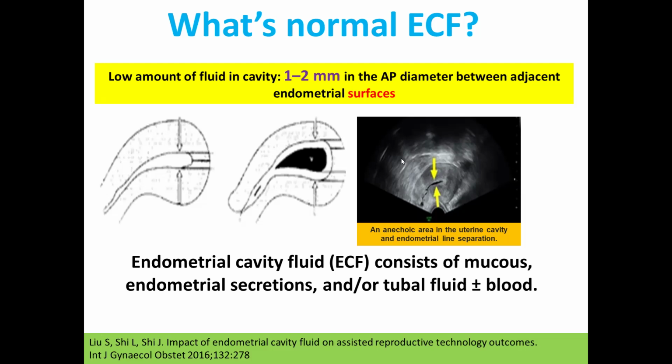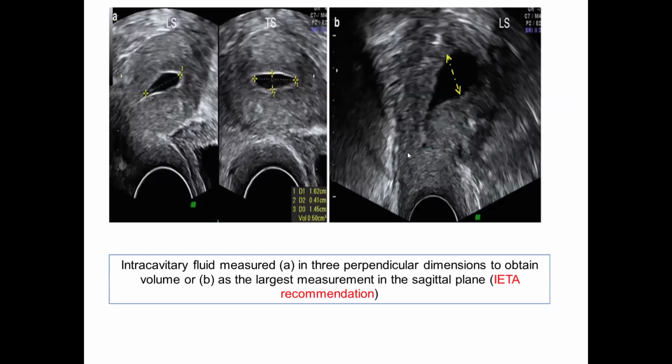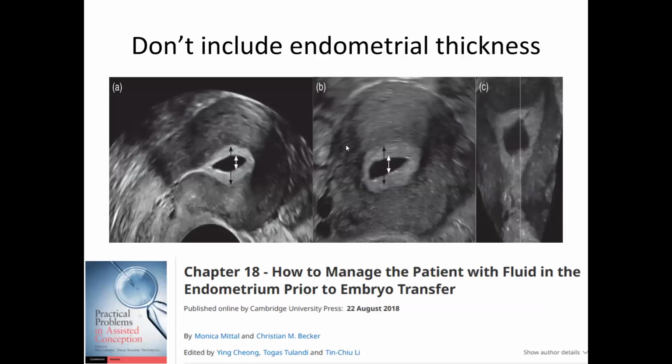So the fluid seen inside the endometrial cavity by ultrasound less than 3 millimeters is considered normal, and you have to measure the endometrial cavity fluid by measuring the anteroposterior diameter of the adjacent endometrial surfaces. You don't have to include the endometrial thickness in your measurements. And this is the appearance of the endometrial cavity fluid. Here is the anteroposterior diameter, and these are transverse diameters. Some studies use the 3 dimensions to estimate the volume of this fluid. But simply you can measure the fluid by measuring the anteroposterior diameter of the endometrial surfaces.